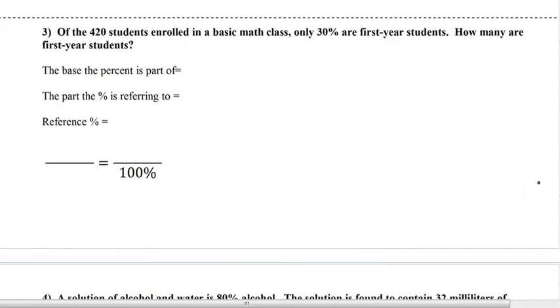It says of the 420 students enrolled in a basic math class, only 30% are first-year students. How many are first-year students? So again, we know the percent. Let's start there. It's 30%, and these are first year. And that means our part also has to be first year.